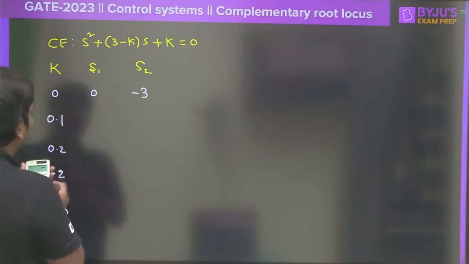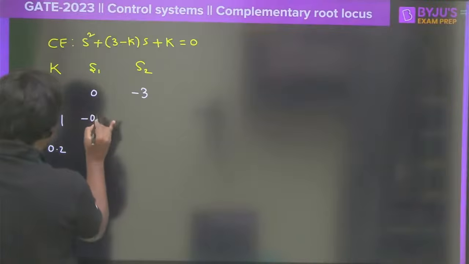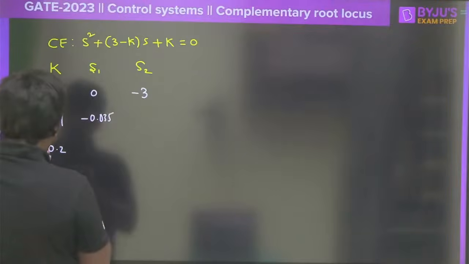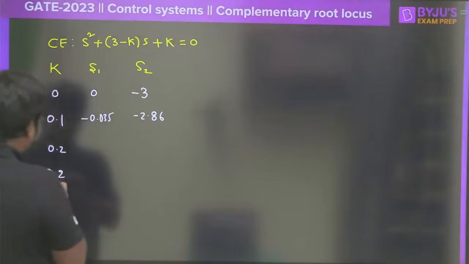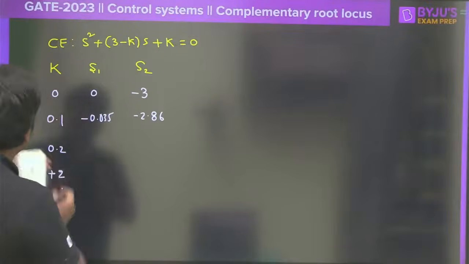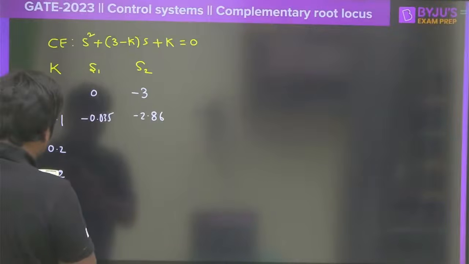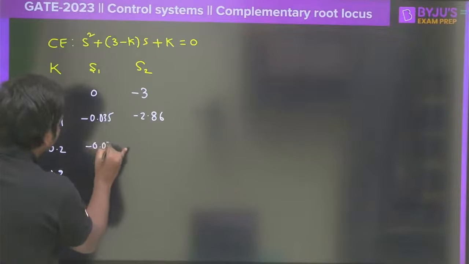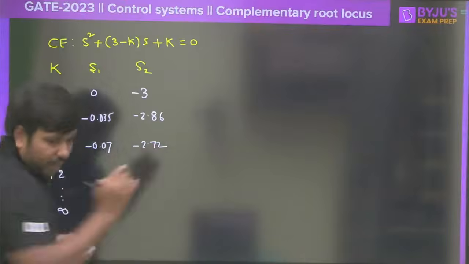And then what about this one? That is 0.1, of course. So this will come down to minus 0.035, and then one more value here, that is minus 2.86. Correct? Now go back to the same calculation. Keep 0.2 here: 1 and 3 minus 0.2, that is 2.8, and there it is simply 0.2. If you go for the calculation, you will get minus 0.07, and then minus 2.72. Now it's coming to mind, right?